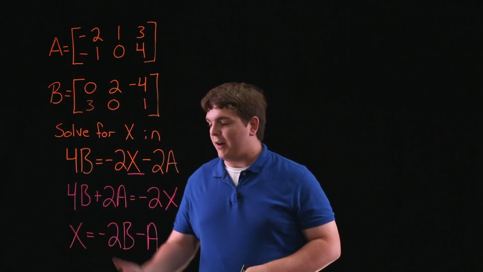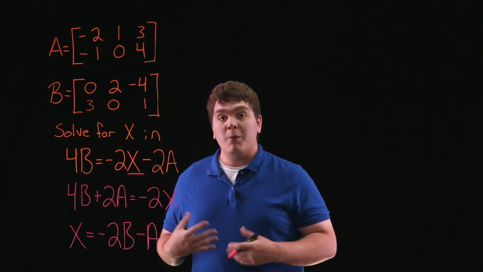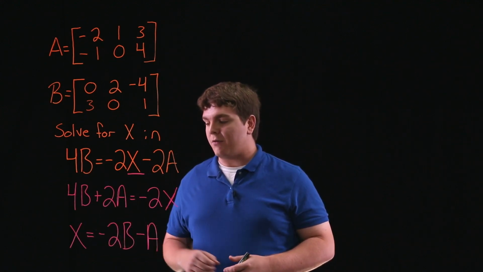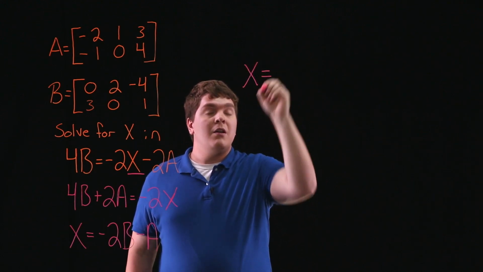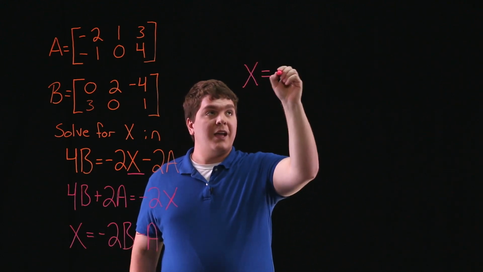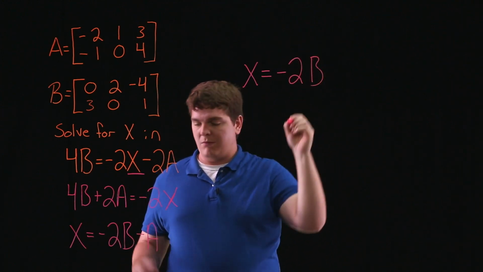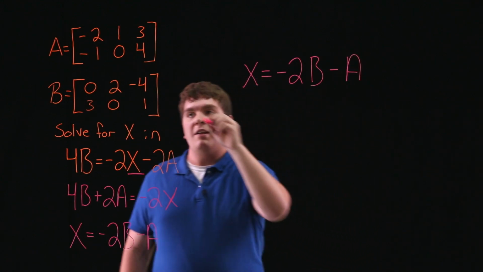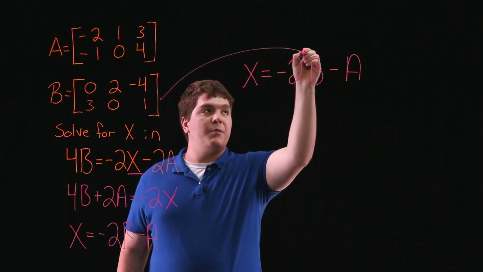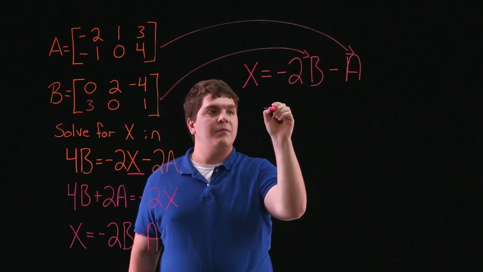So now that we know what X is equal to in terms of our matrices A and B, we can substitute these in and solve for our matrix X. So let me just copy down this equation. X is equal to negative 2 times the matrix B minus the matrix A. And here we can substitute this matrix in for B and this matrix in for A.